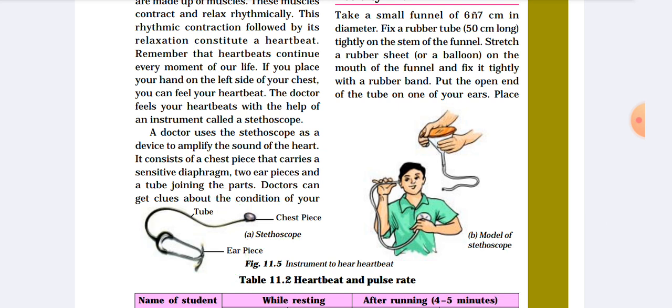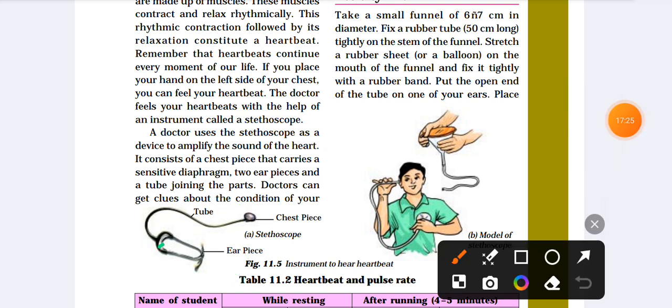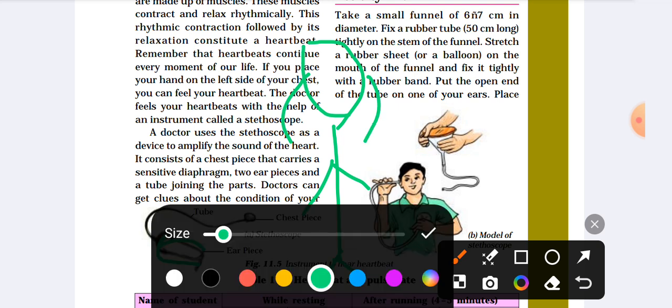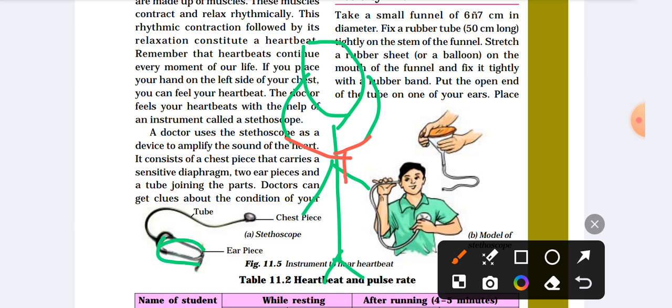These tubes are called the earpieces. If this is a face and you want to test your heartbeat, you apply these earpieces right here. The tube extends all the way here and the chest piece is placed on your chest. Now the heartbeat will get recorded from here and will be heard all the way in your ears.